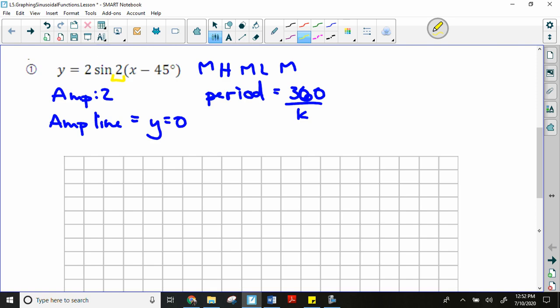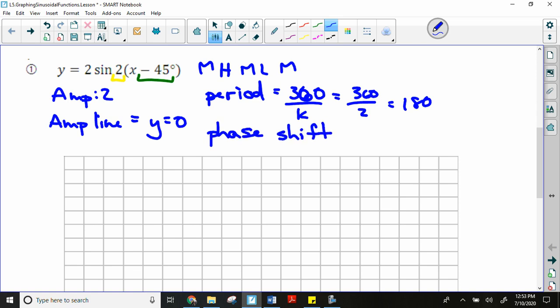So with this question, we're going to plug in 2. 360 divided by 2 is 180. So it takes 180 degrees, seconds, minutes, days, hours, meters, whatever we're doing, to finish one full cycle. And then the last thing it has is a phase shift, 45, and if it's negative, we do the opposite, right?